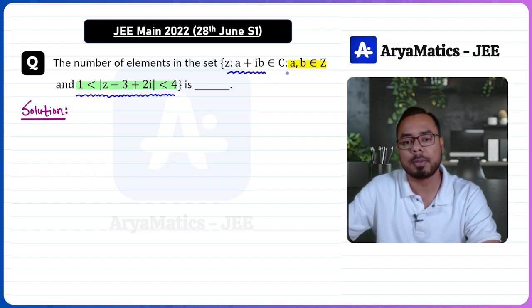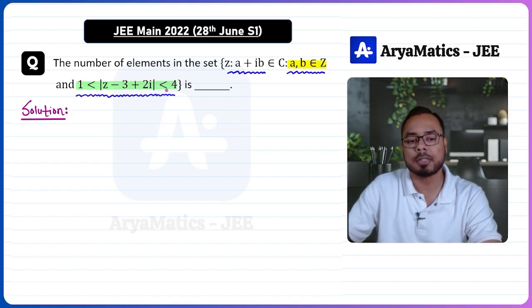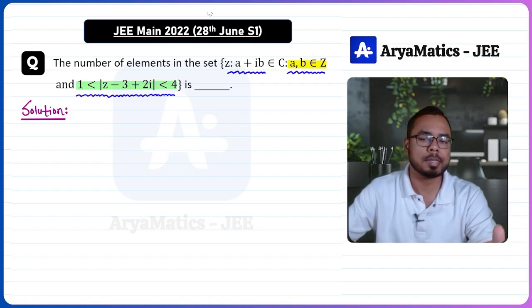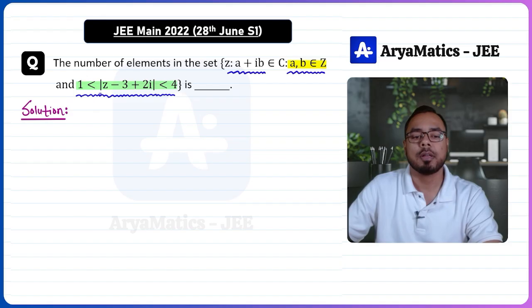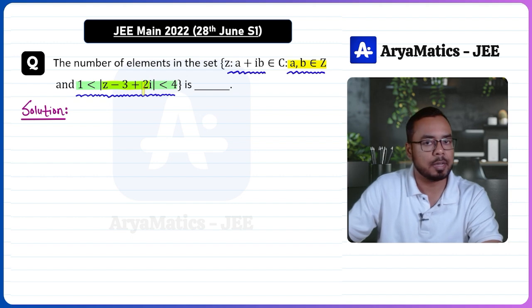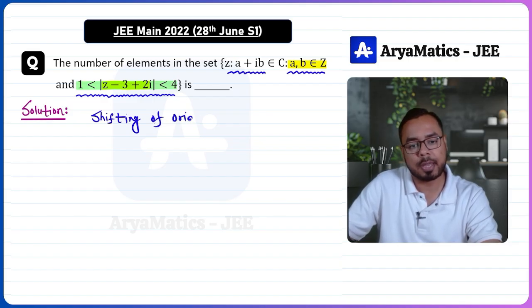Z is a plus iota b, and a and b, these two are integers. So basically we need to figure out the number of points whose x coordinate as well as y coordinate is an integer, and the points lie between these two concentric circles. Now one simple trick, and you can save a significant amount of time in calculation. Here, instead of plotting this circle with center at point 3, minus 2, we are going to shift the origin. That means we are going to use shifting of origin, and will make the center of the circle at origin.